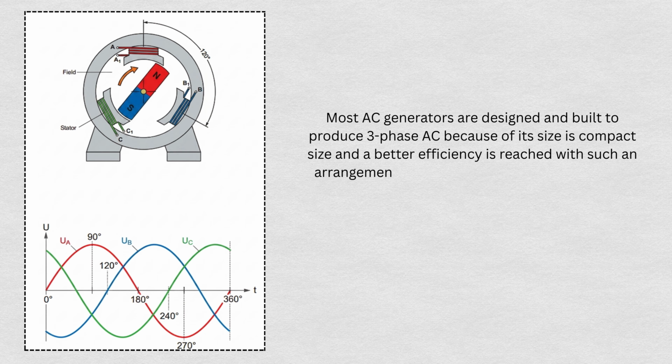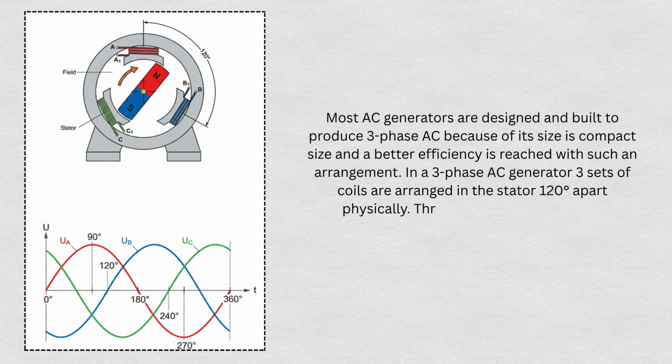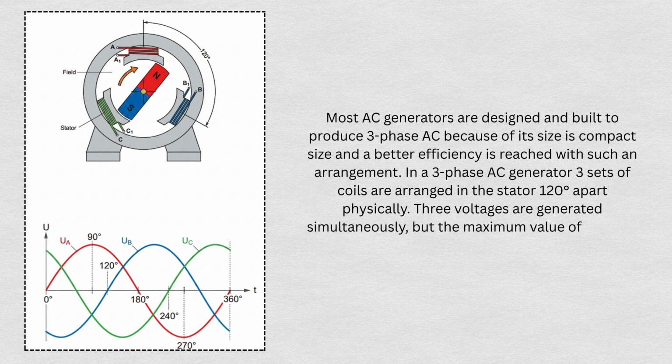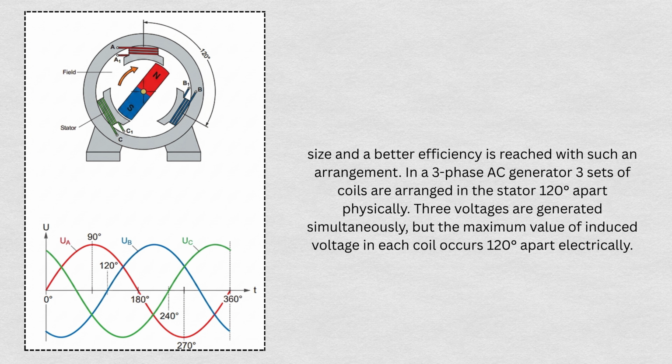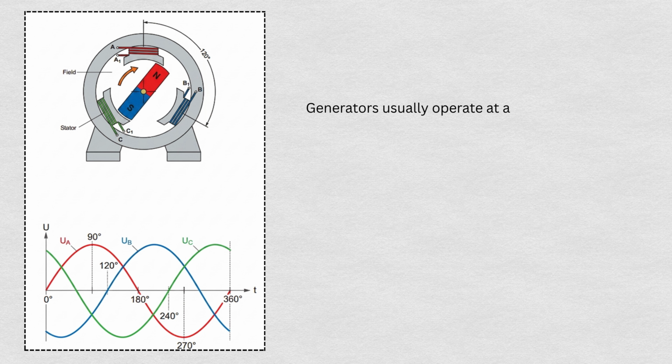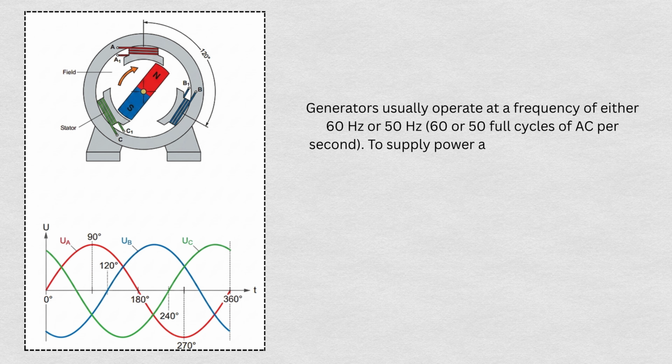In a three-phase AC generator, three sets of coils are arranged in the stator 120 degrees apart physically. Three voltages are generated simultaneously, but the maximum value of induced voltage in each coil occurs 120 degrees apart electrically. Generators usually operate at a frequency of either 60 Hz or 50 Hz, 60 or 50 full cycles of AC per second. To supply power at a constant frequency, the rotor has to turn at a constant speed.